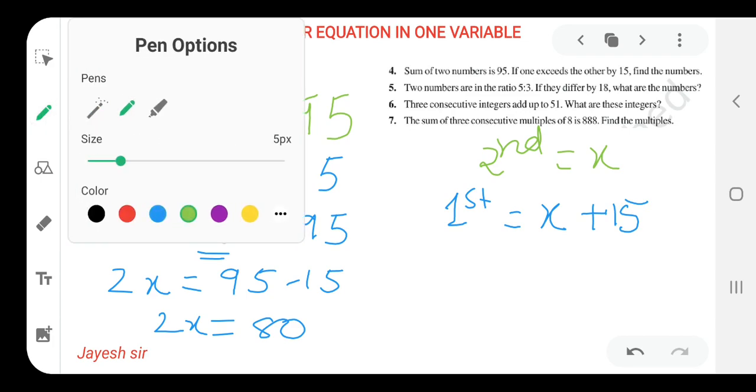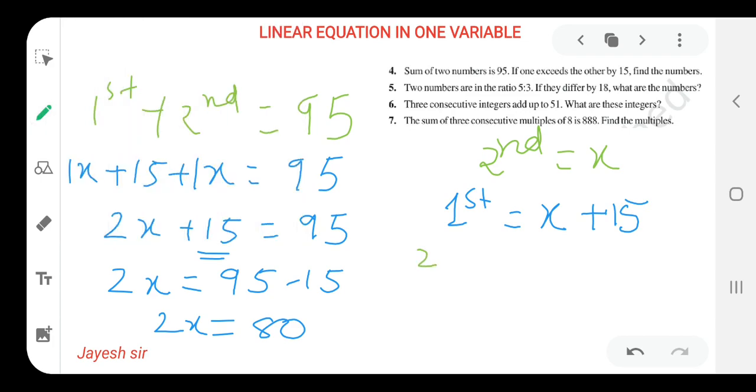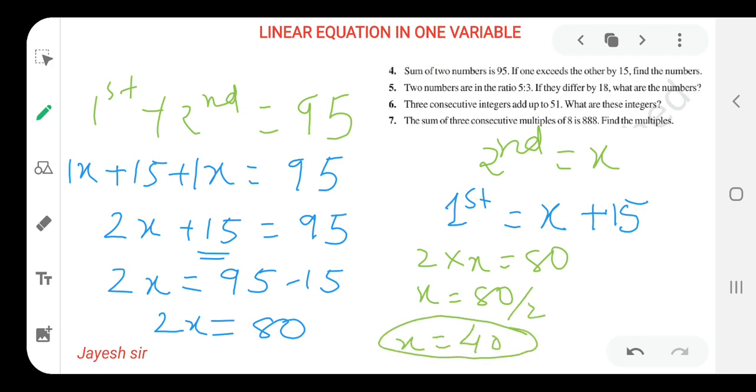Again what we can do, friends: 2x, that means 2 into x, is equal to 80. Now 2 going to the other side becomes division, so what will be the value of x? The value of x would be 40. I hope you all are getting it, and that's a very easy sum.